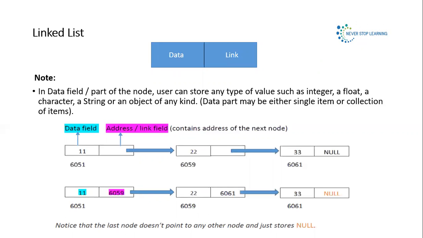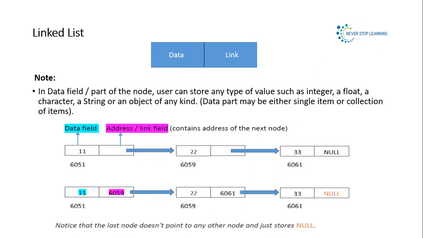because name is nothing but a string value. Or if I say there are marks of students, so if I'm talking about student marks, it is a floating type value, float type value. So float value also you can store here. So any kind of value you can store in the data part. Whereas in the link part, the address of the next node will come.